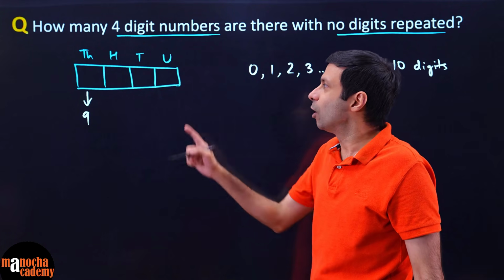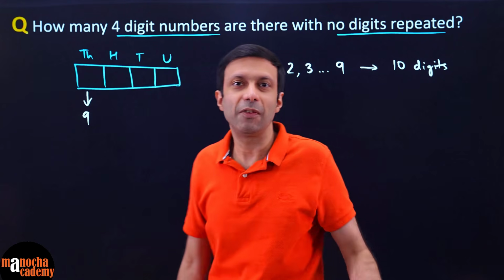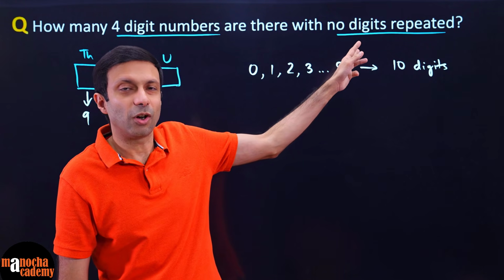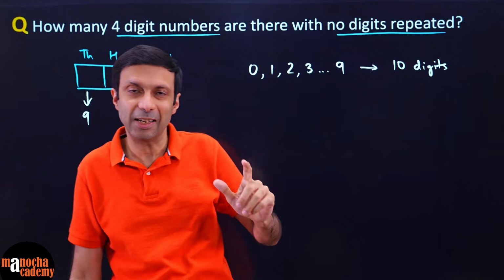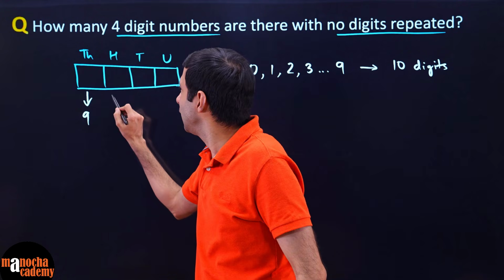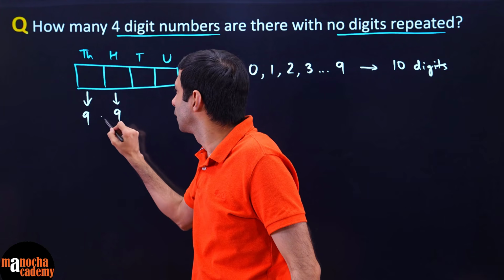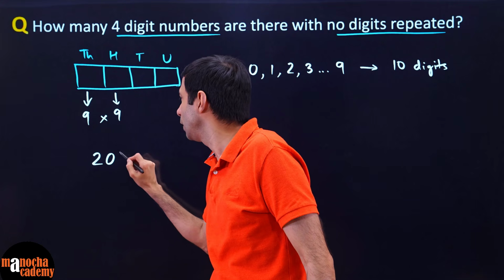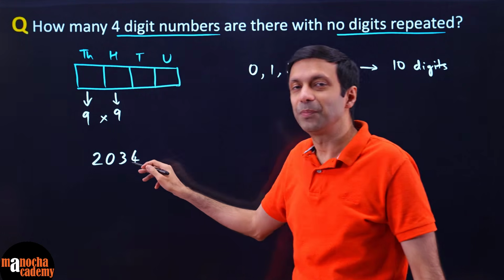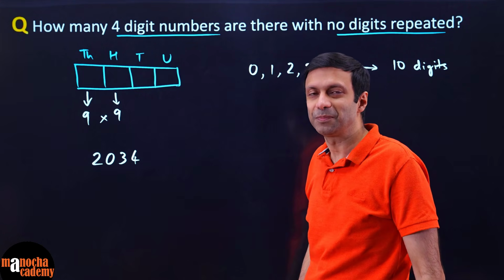Now moving on to the hundreds place, since we have used up 1 digit and repetitions are not allowed, how many digits are left? 10 minus 1, 9, right? So we can put any of the 9 digits here, and this time 0 is allowed, because you can have a number such as 2034. See, this is a 4-digit number where 0 is in the hundreds place.